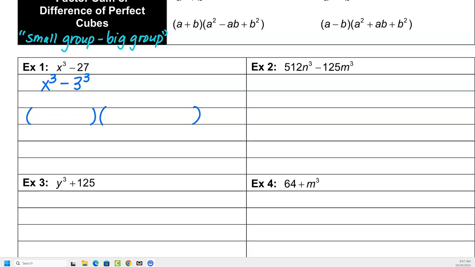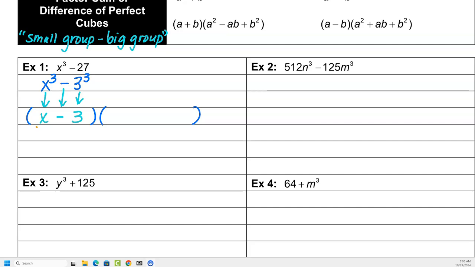And the small group is always easy. You always bring down the terms here, just leaving out the cube. So it becomes x minus 3. Are you guys okay with that?